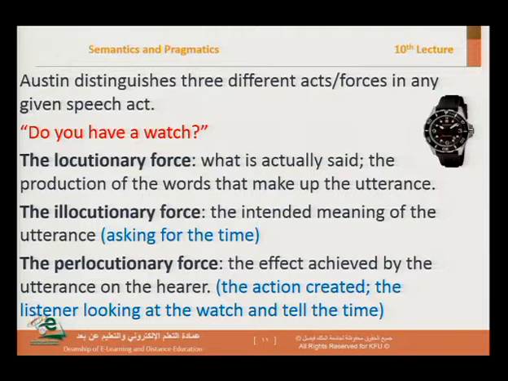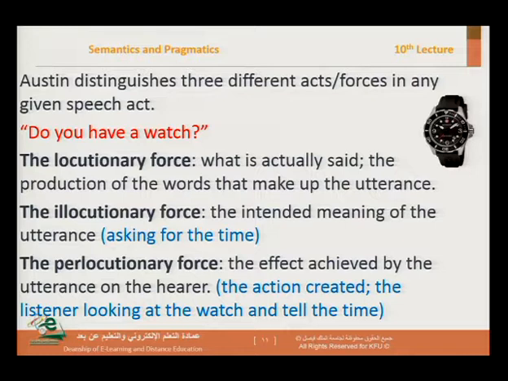Do you have a watch? Do you have a watch? Oh, yeah, it's 5 p.m. Yeah, it's 6:30, right? Okay, so when someone asks me, do you have a watch? He was not really asking me a yes/no question. It was not a question then, it was a request to tell the time.